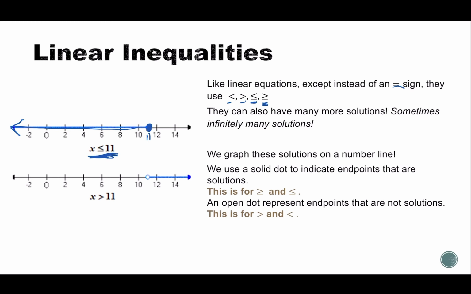We use an open dot to represent endpoints that are not solutions. That's for greater than and less than. Because if x is greater than 11, I need all the numbers greater than 11, but 11 isn't greater than 11, so it's not included, but like 11.1 would be, 11.00001, right? All those numbers close to it. So the key takeaway is for greater than or equal to and less than or equal to, it's a closed dot, and for greater than or less than, it's an open dot.